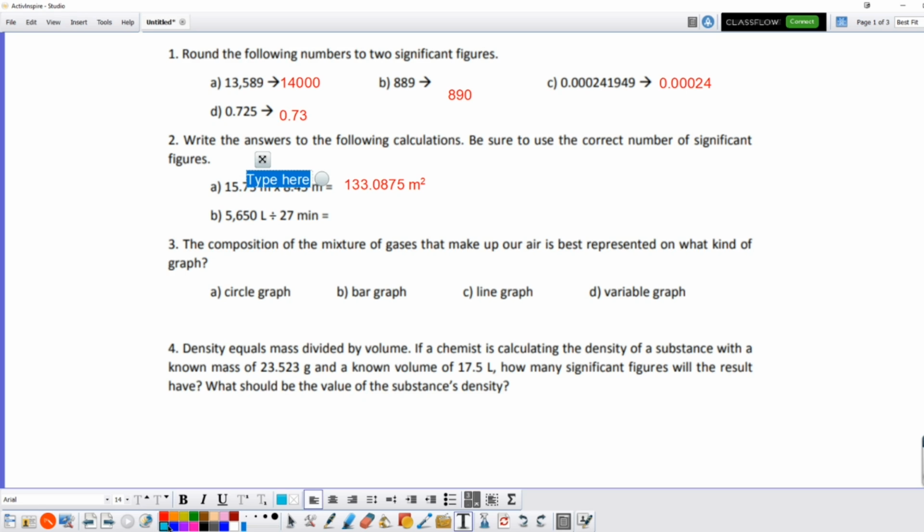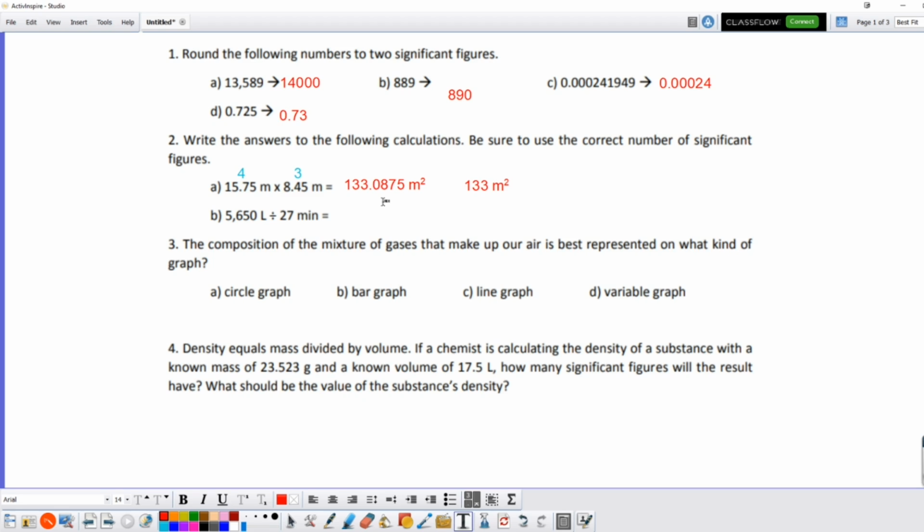Let me go ahead and select a different color to notate that this is not the answer. How many sig figs are there in 8.45? Well, there's 3. So I have to go with the lowest amount, which is 3 sig figs. Therefore, my answer can only have 3 sig figs. If I round that back out to 3 sig figs, I get 133 meters squared. That would be the correct answer that you would give me if we had this sort of problem.